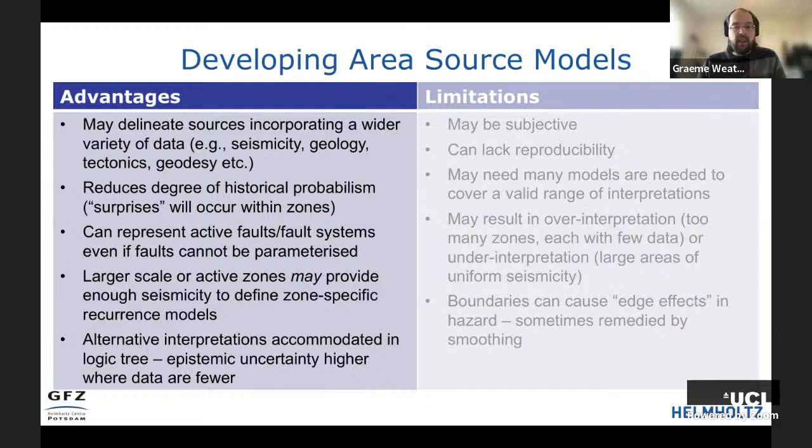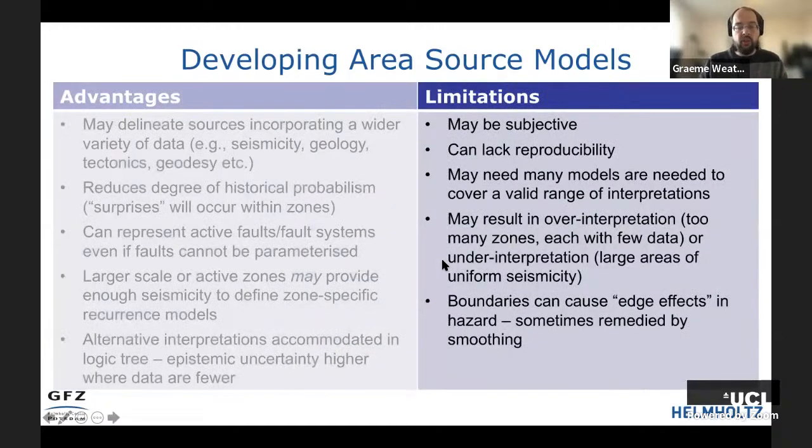Larger scale zones may provide enough seismicity to provide zone-specific recurrence models. Otherwise, we may start to group models together into larger super zones. And as we've seen, alternative interpretations can be accommodated in our epistemic uncertainty analysis. So we should have more uncertainty where we have less agreement in the community.